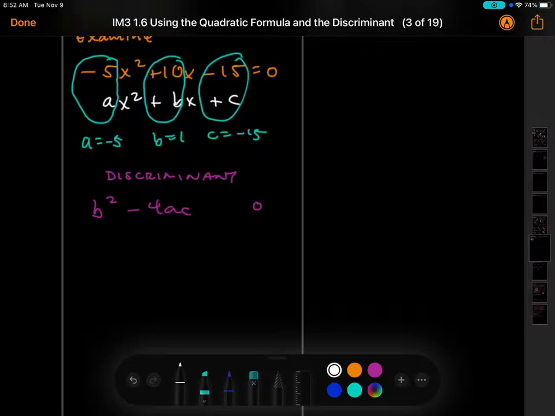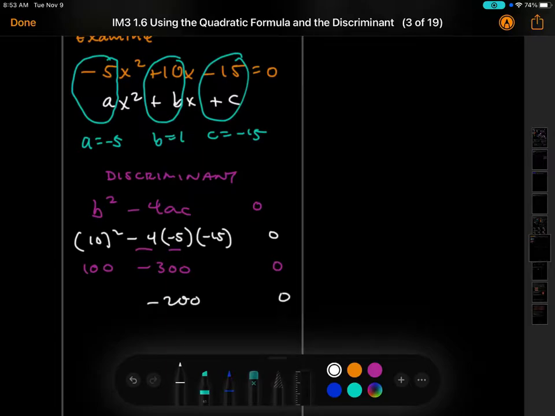Let's go ahead and do our substitutions. B is 10, A is negative 5, and C is negative 15. So 10 squared is 100. Negative 4 times negative 5 is positive 20. Positive 20 times negative 15 is going to give me negative 300. And then this would become negative 200.